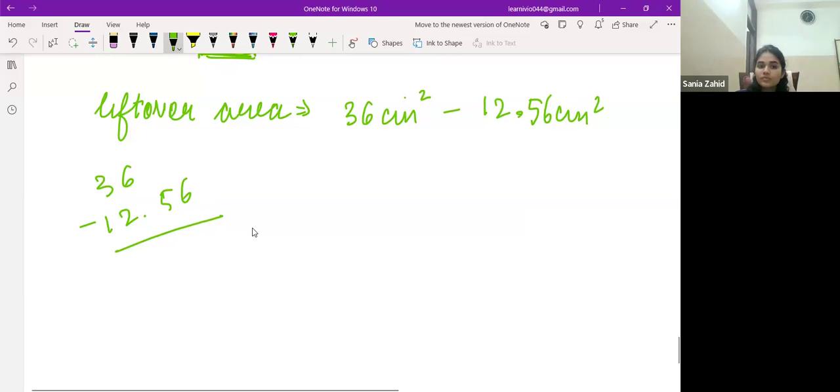Here you will put two zeros because you don't have anything after the decimal. Now you cancel the 6, make it 5. You write 1 over here. Then you cancel it, make it 9. Then you write 1 over here.